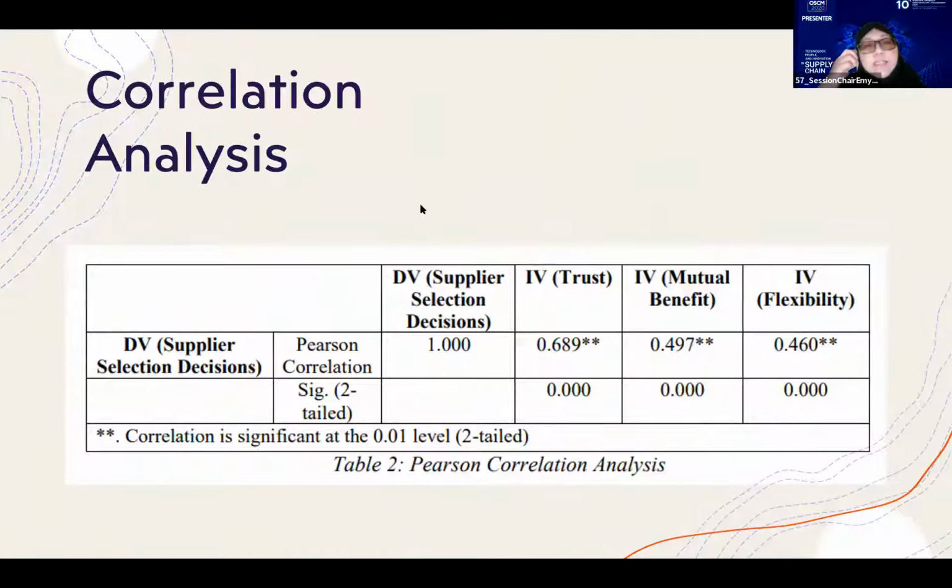So the first analysis, we want to see whether they have a strong relationship. The most important factor is the trust, that we found that most of them agreed affects how they choose the right supplier. However, mutual benefit and flexibility is a more moderate kind of relationship, but do have a significant impact as well. But we further used a multi-regression in order to explore whether they have predicting values.